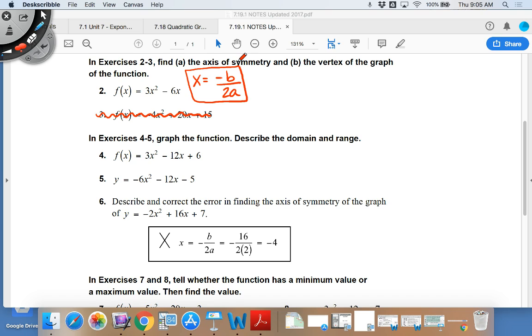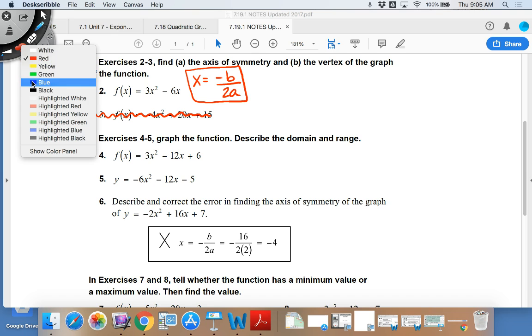Yes. Because we chose negative b over 2a, what if we have a C variable? Absolutely. If we have a C variable, it's great, it's fine. We're not going to use it for this axis of symmetry, so just ignore it.